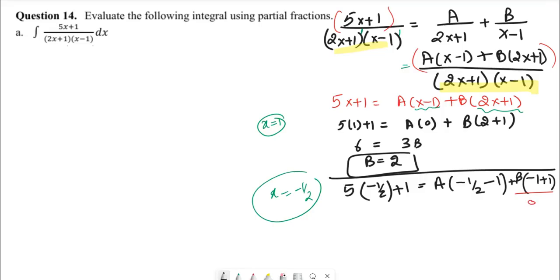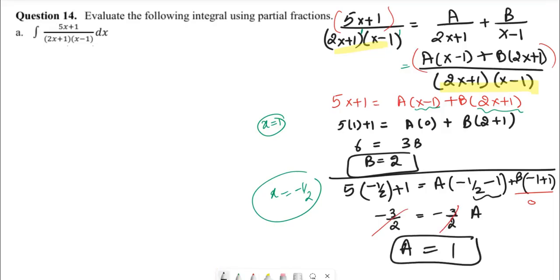So what do we have? Negative 5 by 2 plus 1, that's negative 3 by 2, equal to negative 3 by 2 A. And negative 3 by 2, negative 3 by 2 cancels. Divide both sides. A equals 1.